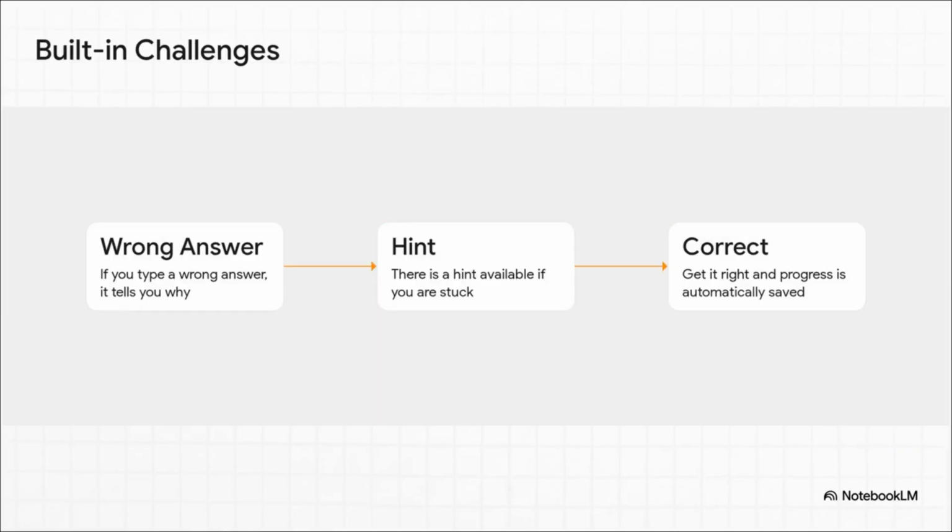And you know, the learning doesn't stop at just playing with sliders. Every single module wraps up with a built-in challenge. So, for example, Module 7 asks you which attribute controls where a link goes. If you get it wrong, the lab doesn't just slap you with a big red X, it tells you exactly why it's wrong and lets you try again. If you're really stuck, there's a handy hint available.